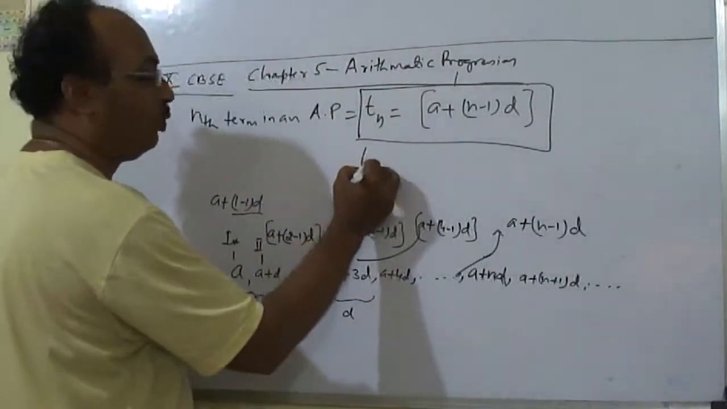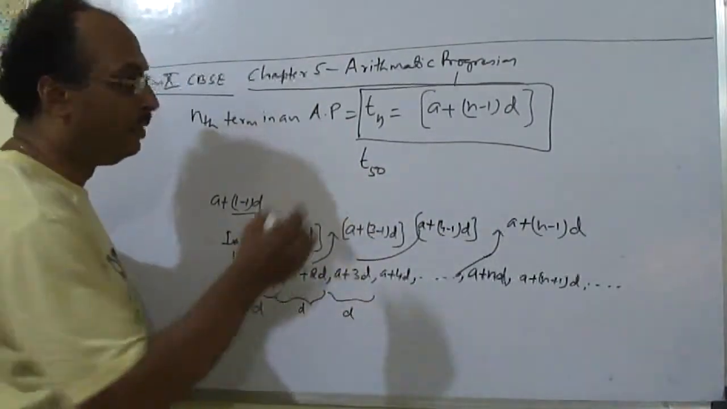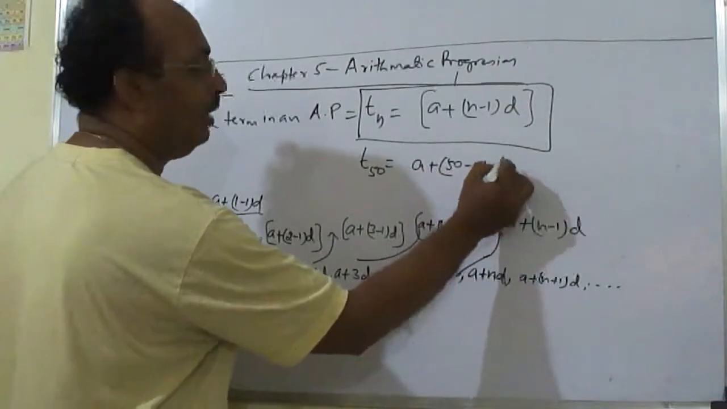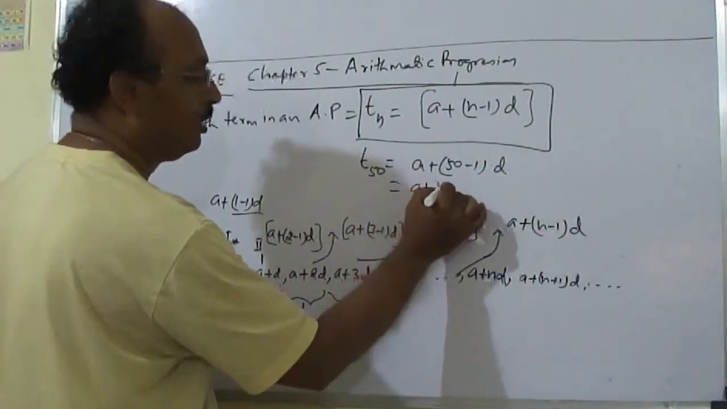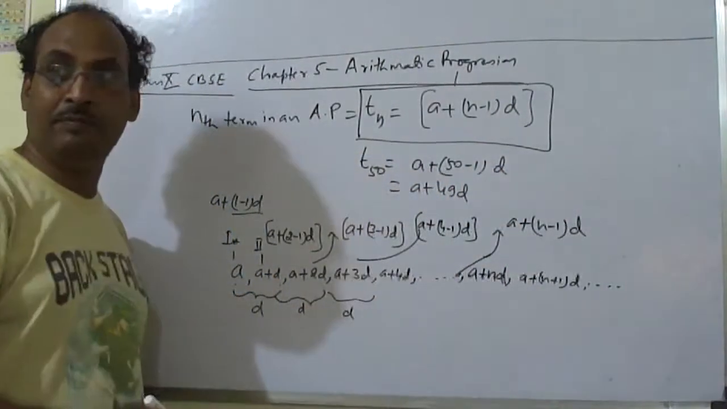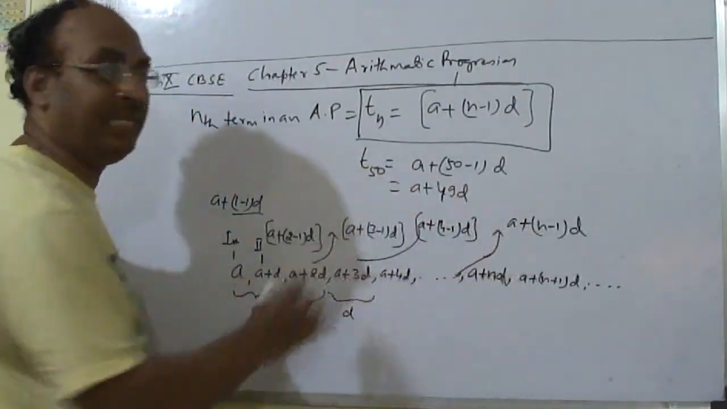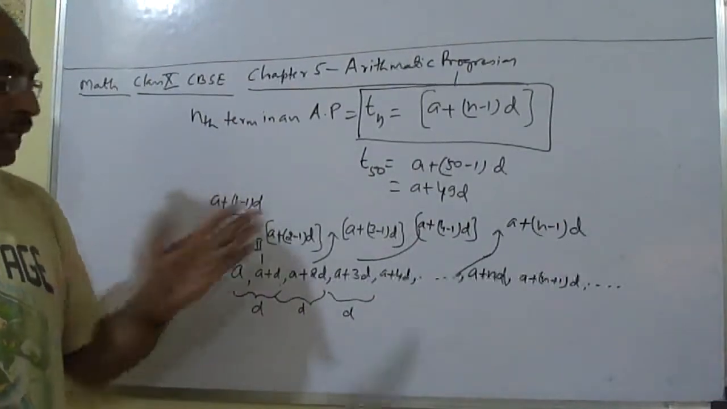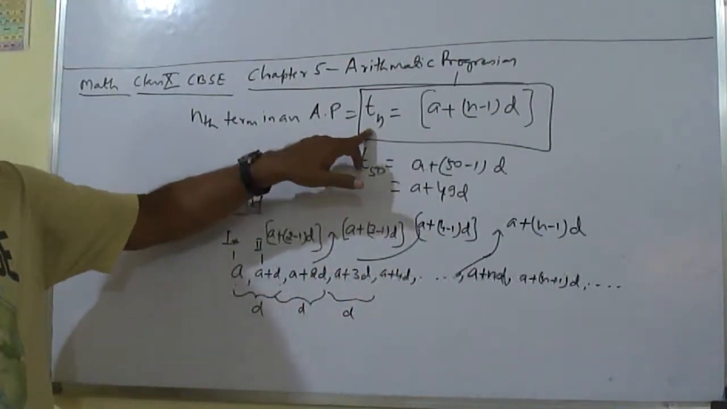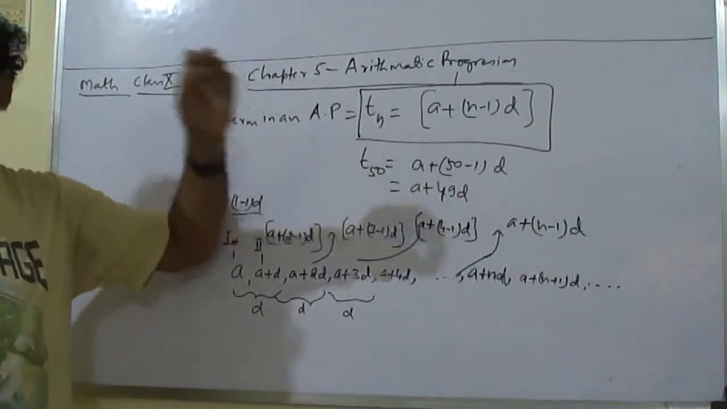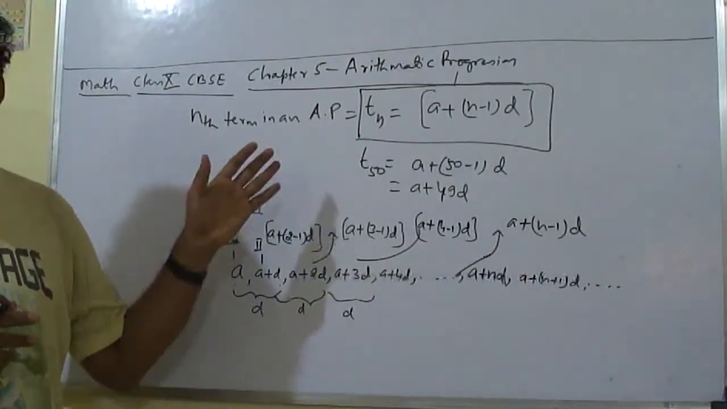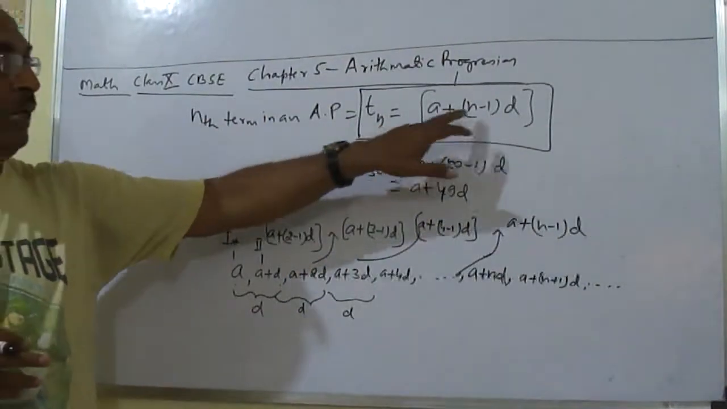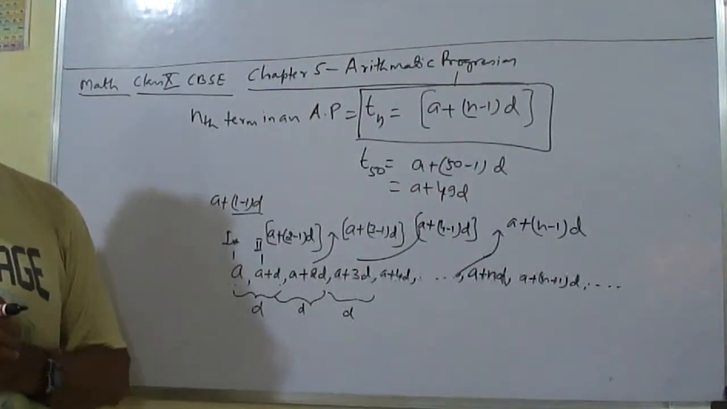Then you want to write it as T50. Then it will become A plus 50 minus 1 D, which gives you A plus 49D. So A plus 49D will be your 50th term. Understood? In this way, if you have a general formula, you can find any term. If you have Tn, that is A plus n minus 1 D.